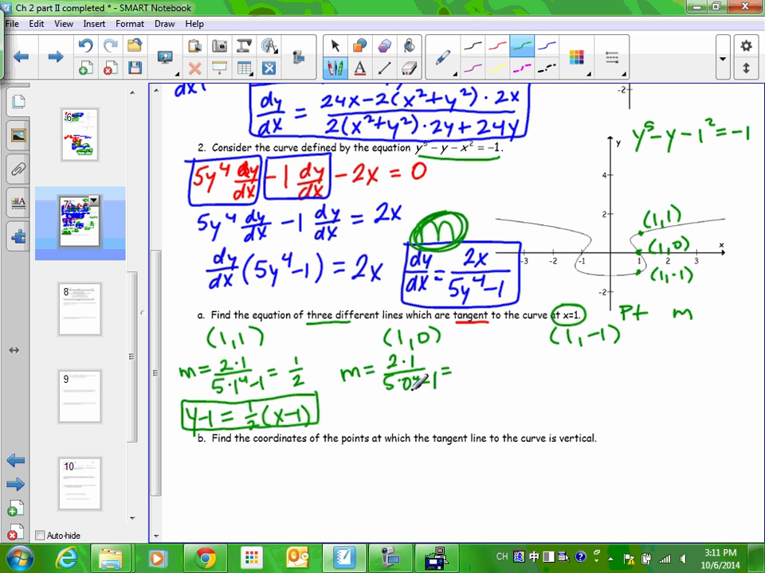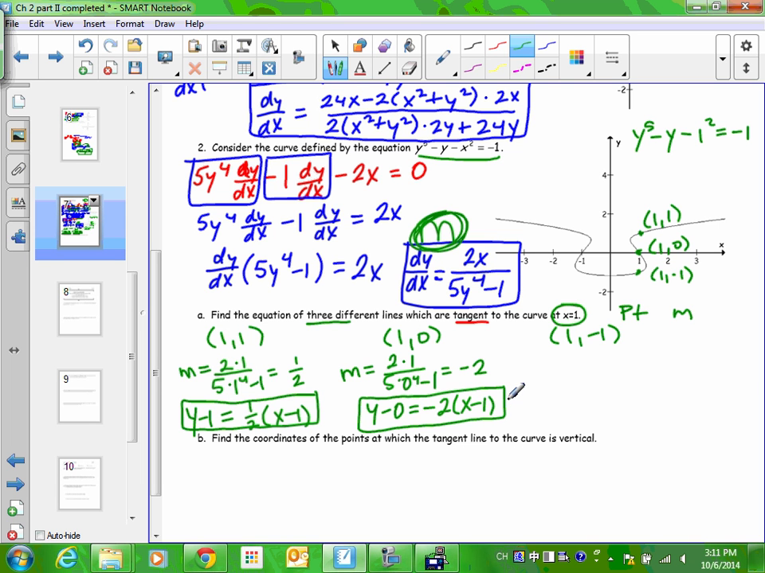So 5 times 0 to the 4th, that's 0, minus 1. This ends up being -2 when you crunch the numbers. So if my slope is -2 and my point is (1, 0), we get y minus 0 equals -2 times (x minus 1), and that's my answer for my equation of a line.